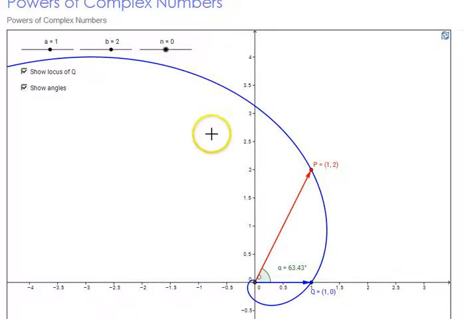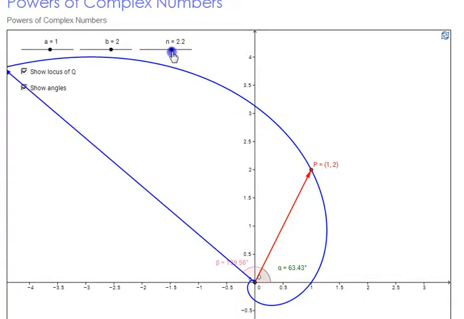You can see here, for n equal to 0, the complex number raised to the power 0 also gives you 1. And that's exactly what we see here. The value of Q is 1 comma 0, 1 being the real part, 0 being the imaginary part. So in other words, it is the number 1. So even complex numbers satisfy that property of x to the power 0 is equal to 1, where x is a non-zero number.